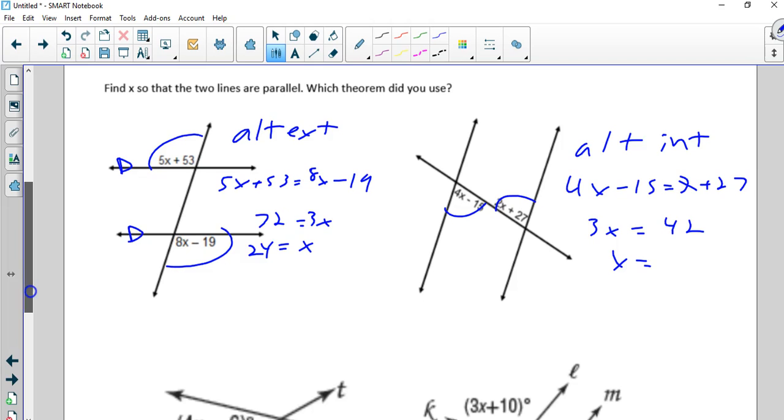This is supposed to be a 2x here. That's probably why I made that funky x. That makes this 2x, which means x is 21. Sorry for the copy error. If I plug in 21, 2 times 21 plus 27, 21 times 4 minus 15, I get the same answer. Proves that these two lines are parallel.